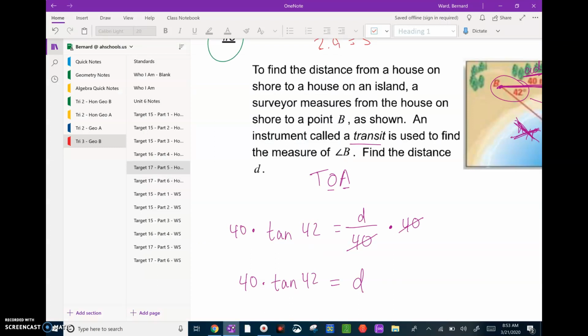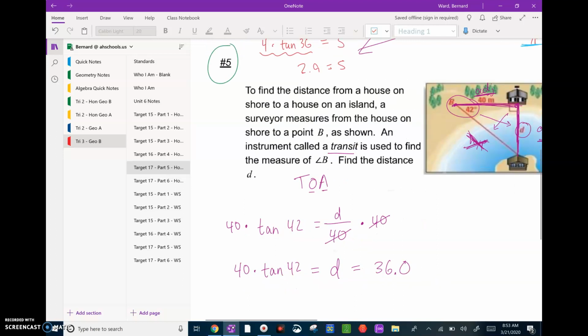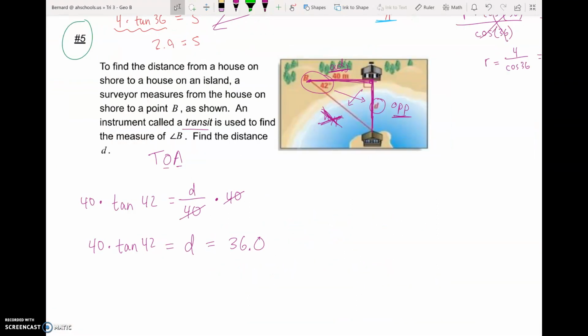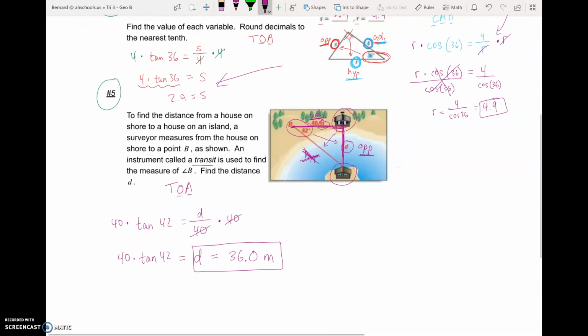36.0. And so let's write that down. And then remember, there are units in this problem. If you look at the picture, they tell us meters. So this is 36.0 meters. And so what we did here was we found out that the distance from the house on the shore to the house on the island is 36.0 meters. And we use sine, cosine, tangent to figure that out.